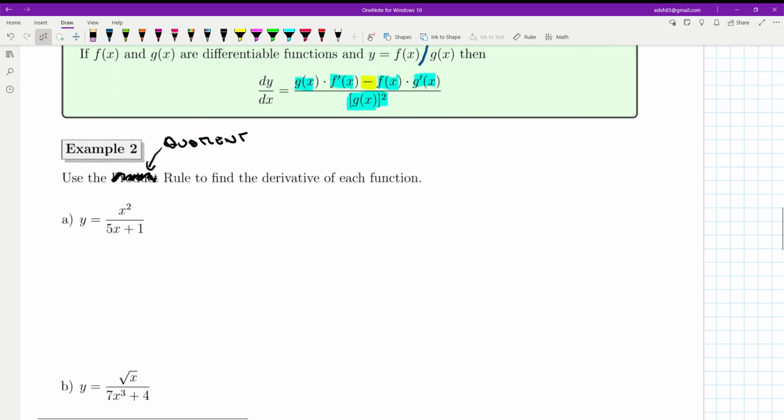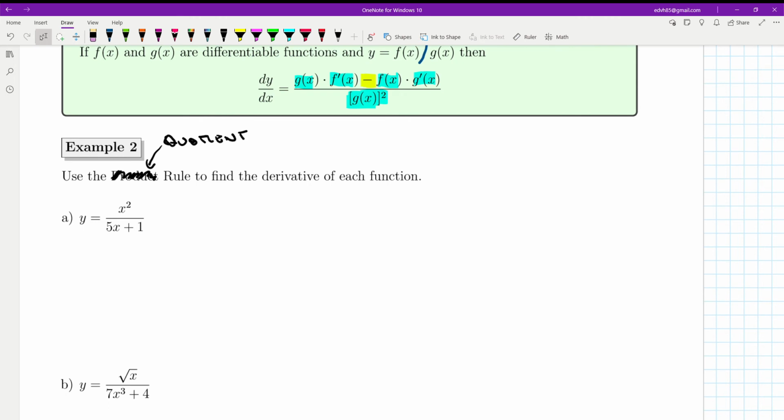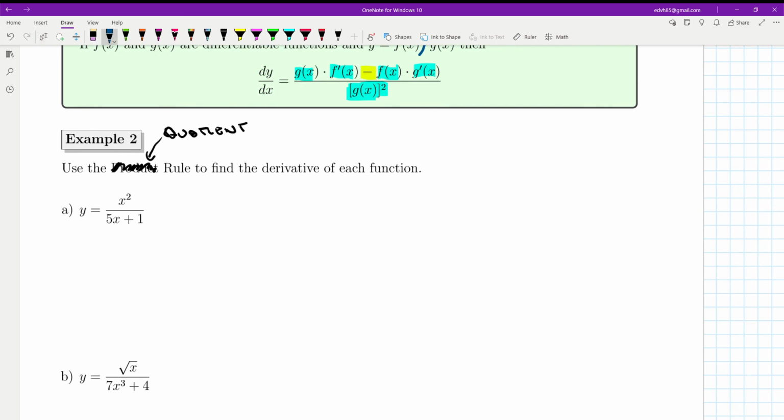Okay, so let's find the derivative of the function. So we have y equals, so that's y prime equals, okay, so g, which is the denominator function, that is 5x plus 1, times the derivative with respect to x of the numerator function, which is x squared, which is this one. Minus the function in the numerator, which is x squared, times the derivative of the function in the denominator, which is the derivative.